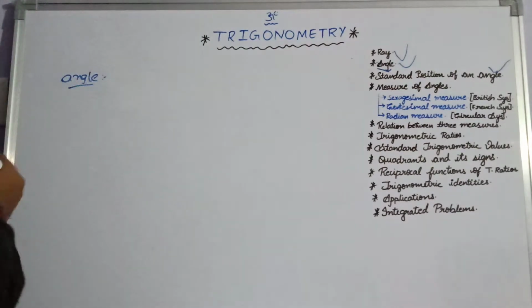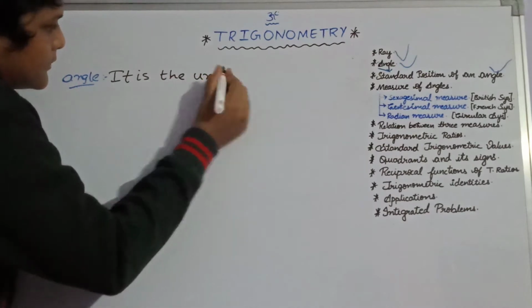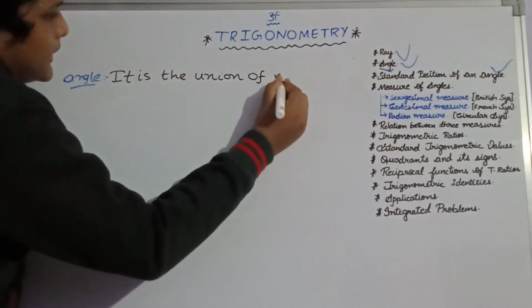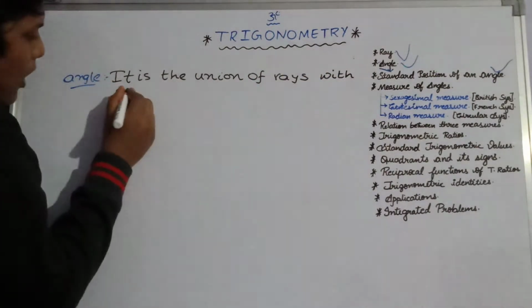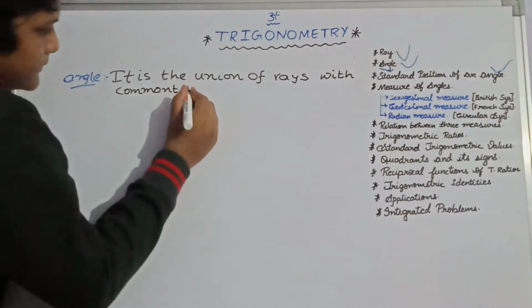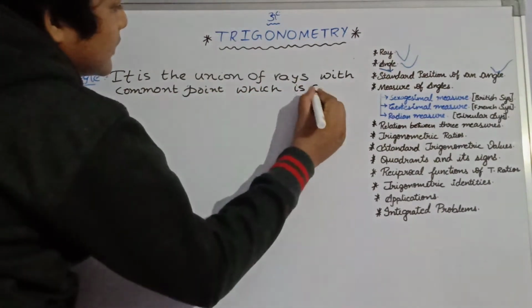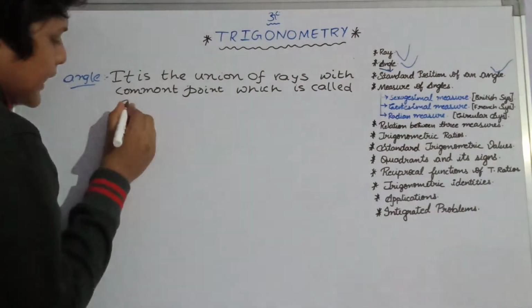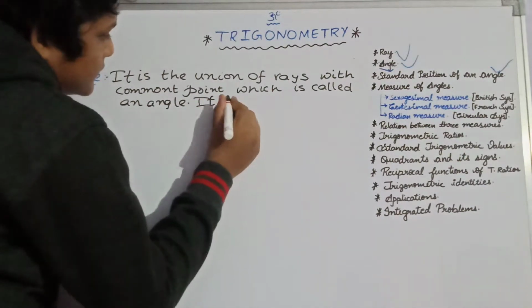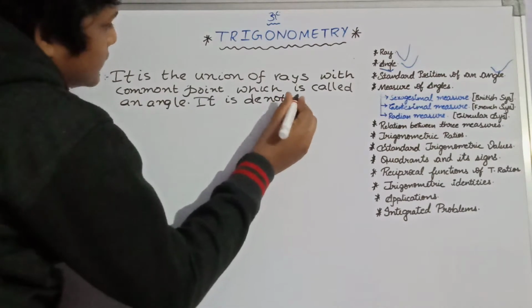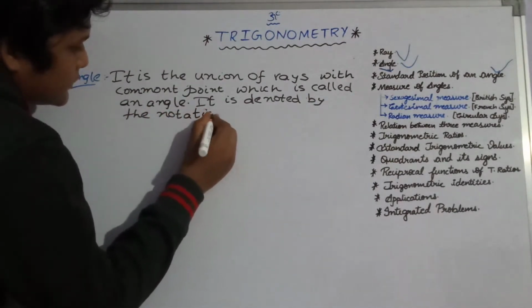Angle. It is the union of rays with common initial point, which is called an angle. It is denoted by the notation theta.